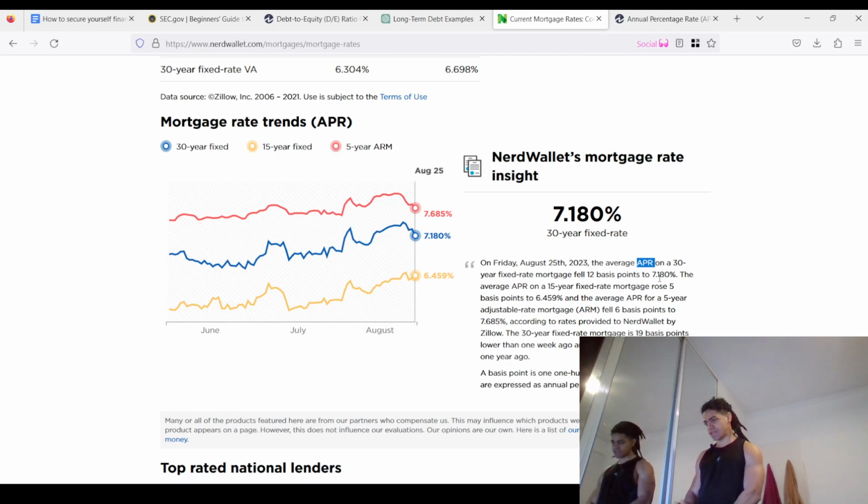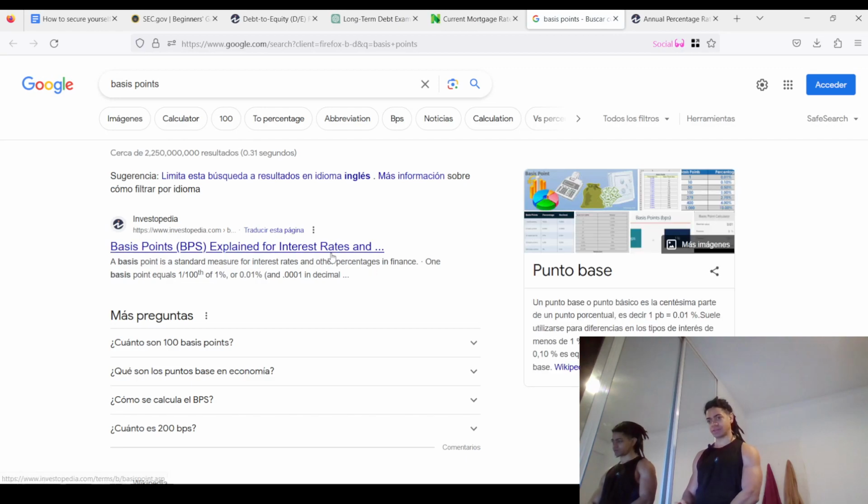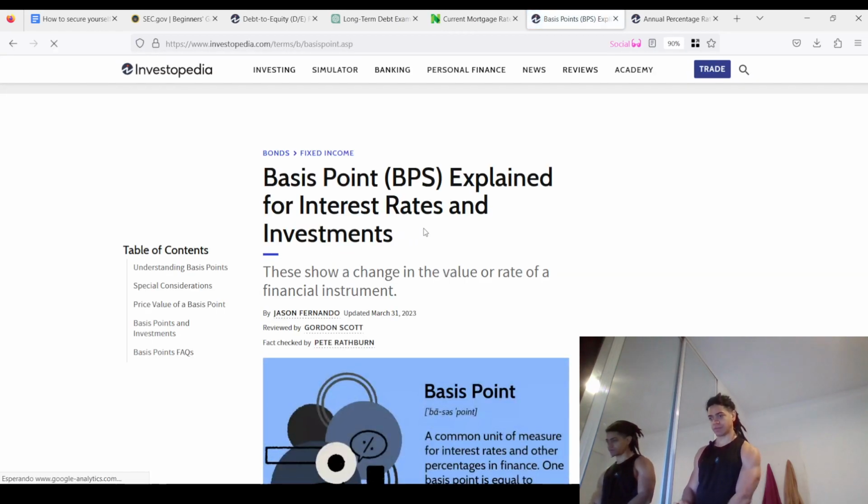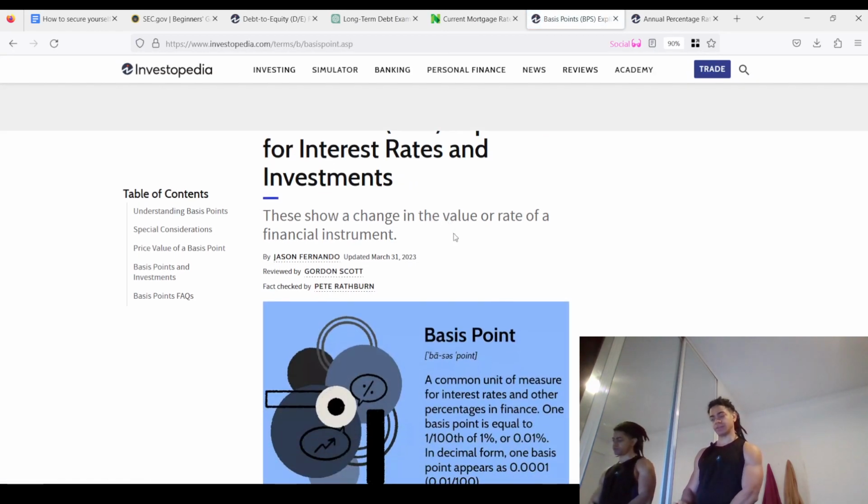to 7.180. The average APR on a 15-year fixed rate rose 5 basis points. Okay, basis points.